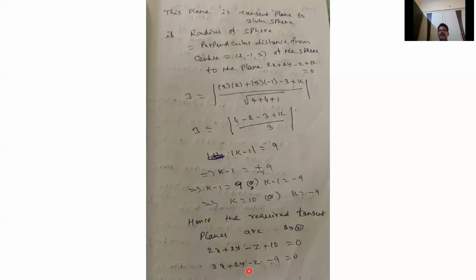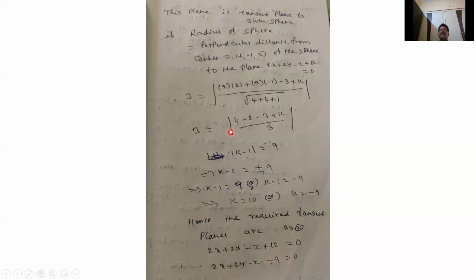Another one is 2x plus 2y minus z minus 8 equal to 0. So just find the center and the radius of the given sphere. And we know that the plane parallel to the given plane is 2x plus 2y minus z plus k equal to 0. So just apply the condition for tangent, radius of sphere.